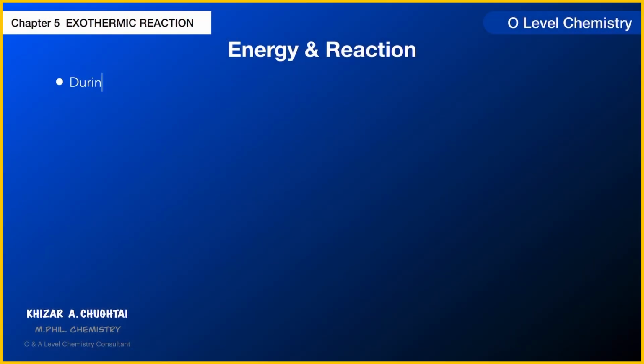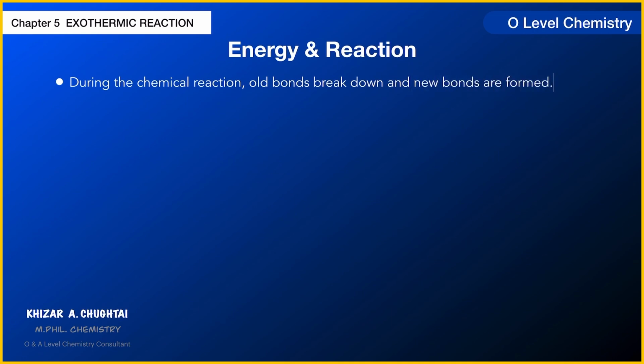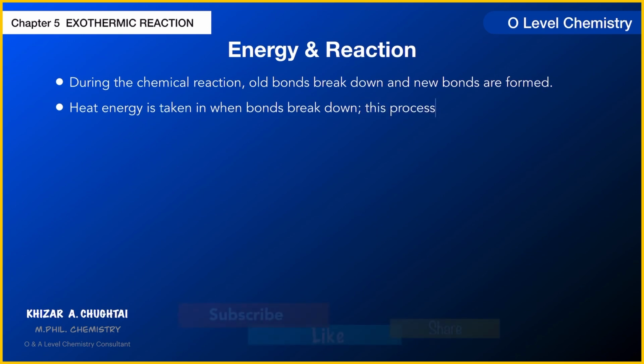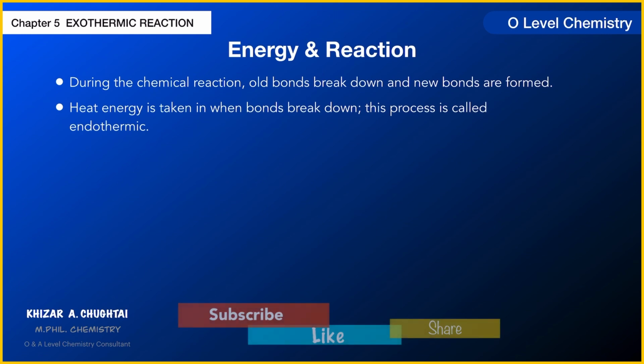During a chemical reaction, old bonds break down and new bonds are formed. In every chemical reaction, there is the breakage of old bonds and the formation of new bonds. Heat energy is taken in when bonds break down, and this process is said to be an endothermic process. So this process is said to be endothermic.